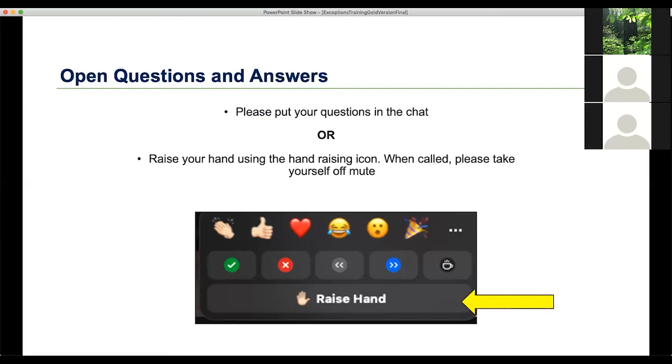So we want to give everybody just another minute or so to see if there are any other questions. And then I can't see everybody to see if anybody has their hand raised.